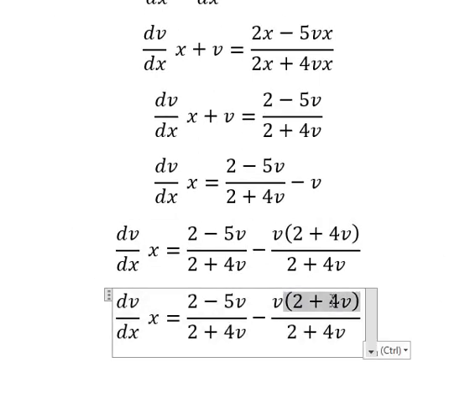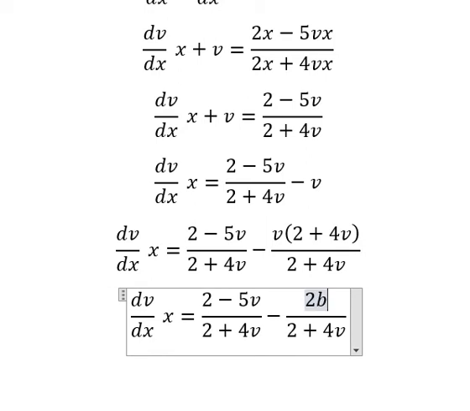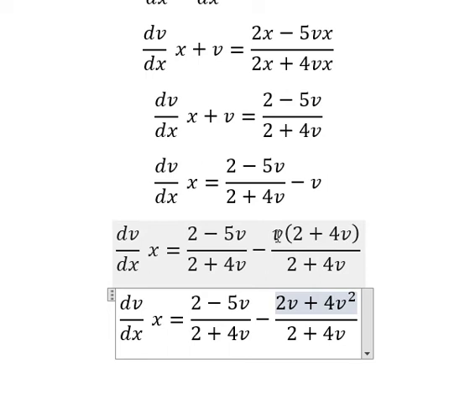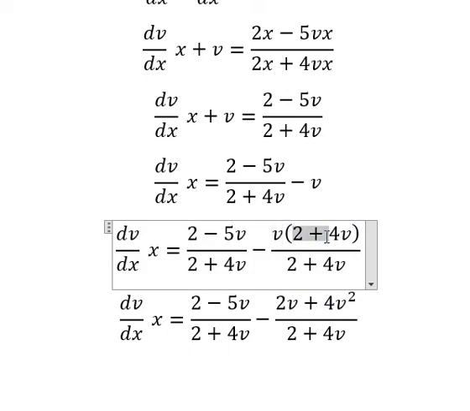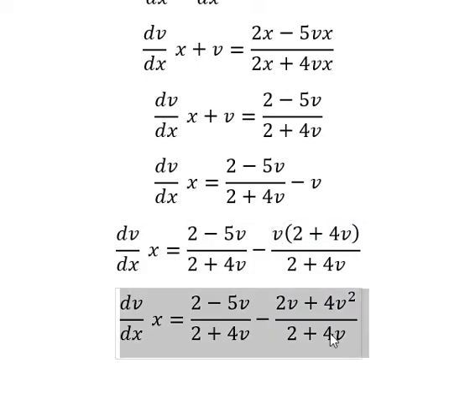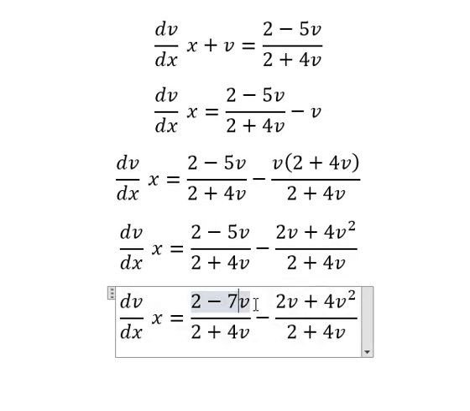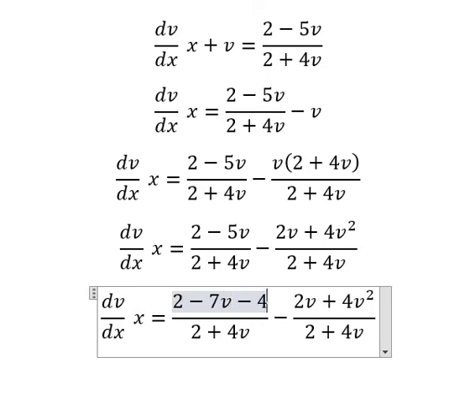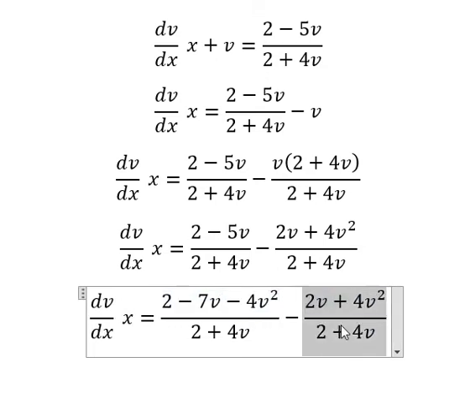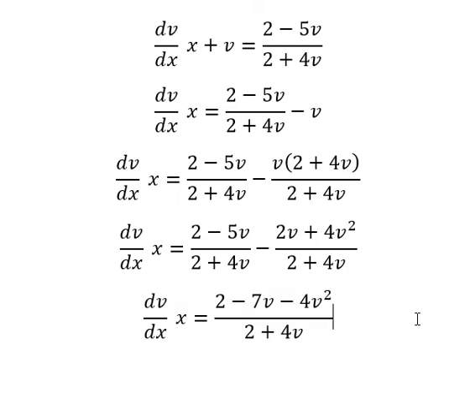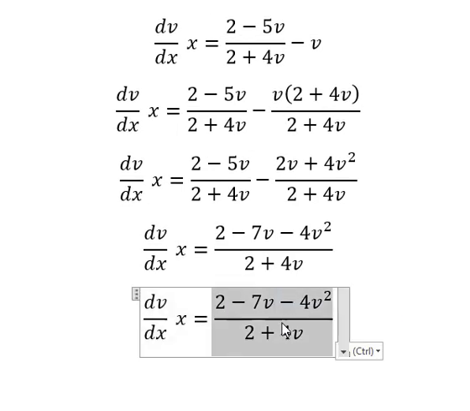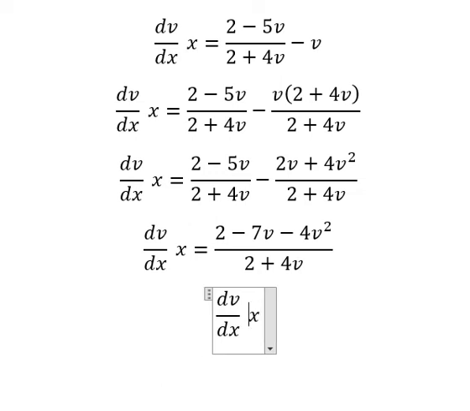So this one we have 2v plus 4v squared, because v multiplied by 2 plus 4v. Negative 5v, negative 2v, we have negative 7v. This one I will put in here. Next, I will put this one go to the left, the x and x go to the right.